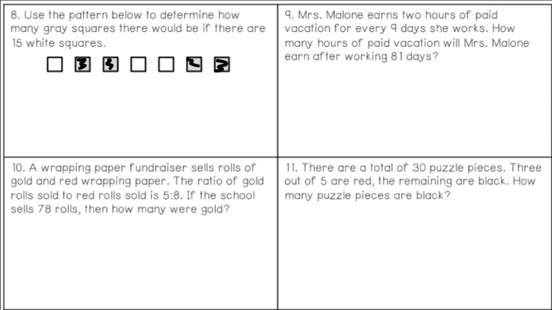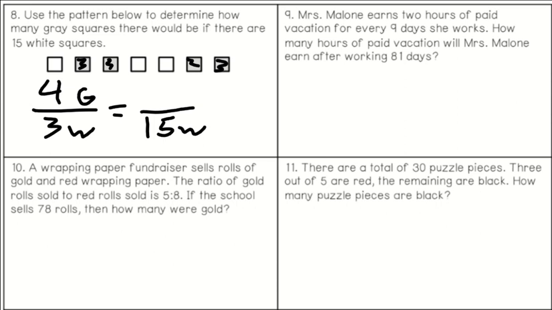So if I've got 4 gray, how many white squares I got? There's a ratio, right? 4 gray for every 3 white, or 4 to 3 for the gray to white. It's asking me how many gray squares we would have if we had 15 white squares. So we just fill in the blank on the other side, 15 white. There's a reason I label these. It makes it easier to match them, okay?